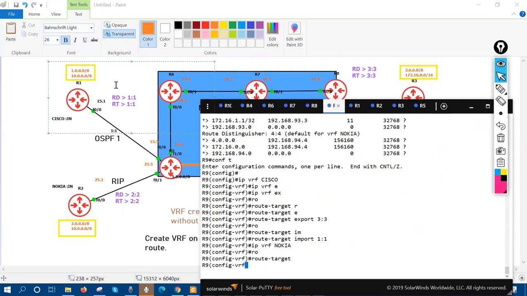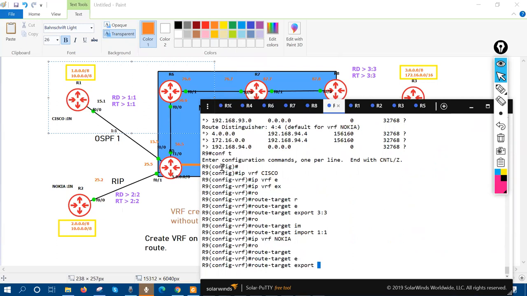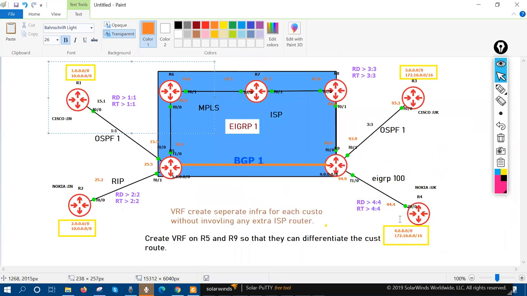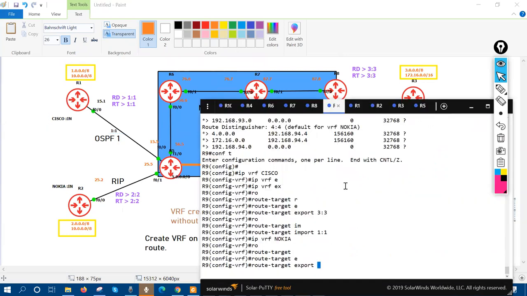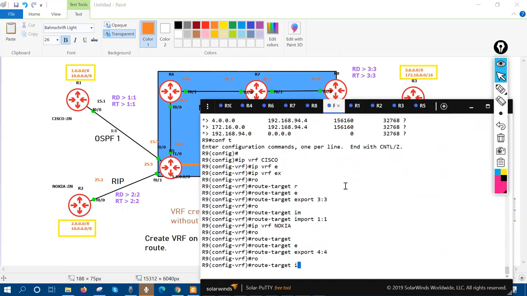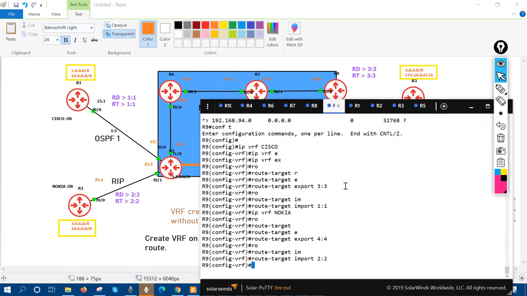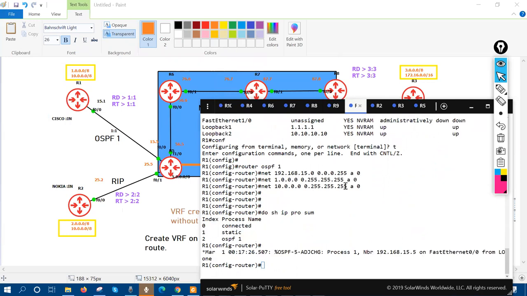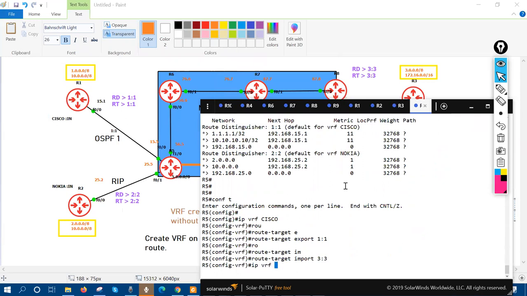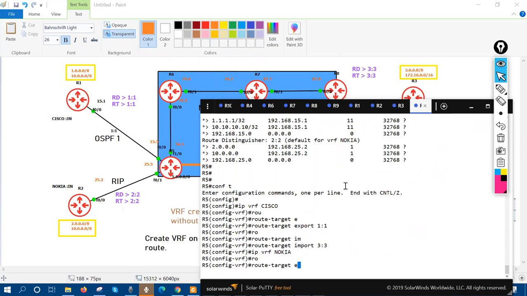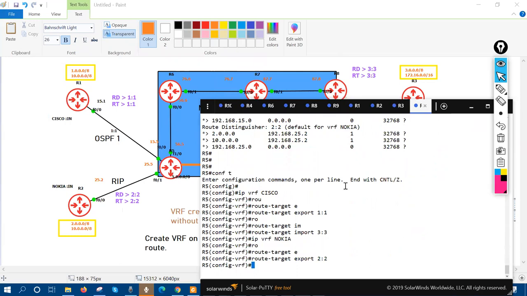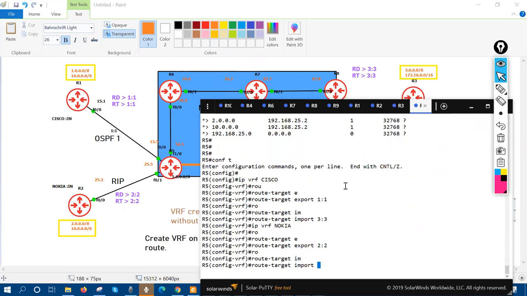Same thing on IP VRF Nokia. I'm exporting which value? Take for example this R9 has 4:4, and I'm importing 2:2. Same thing on R5. Which exporting am I going to do, which importing am I going to do?